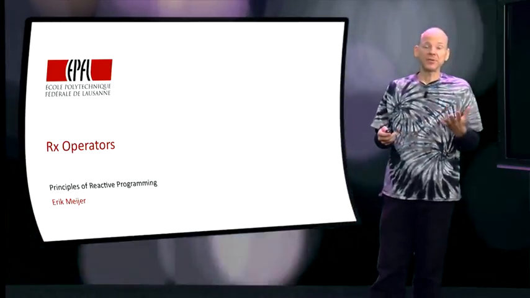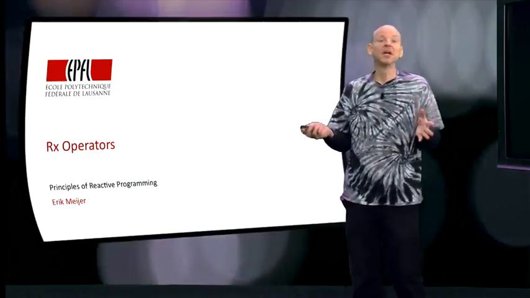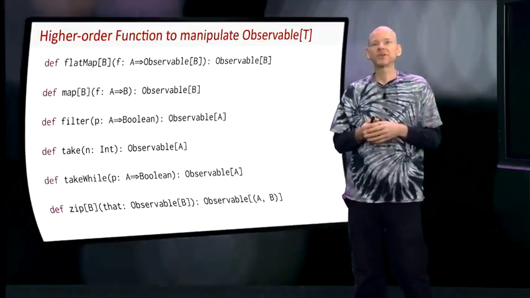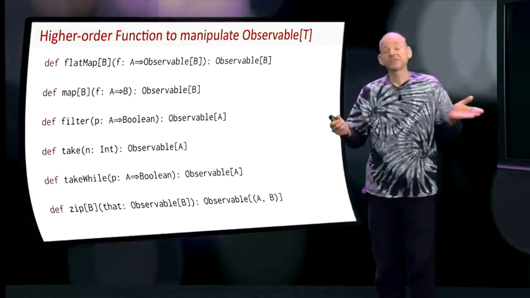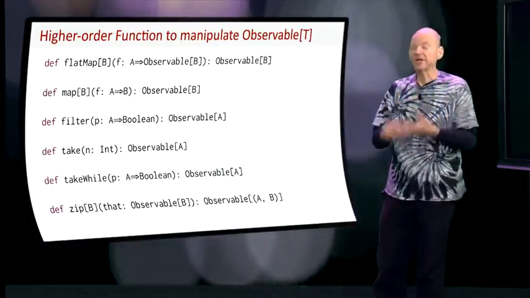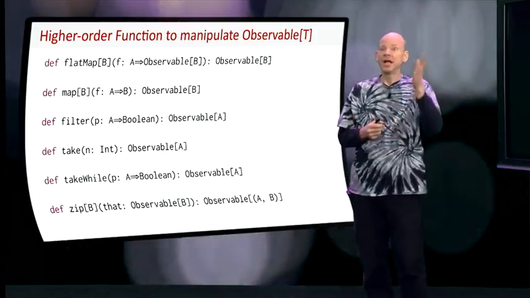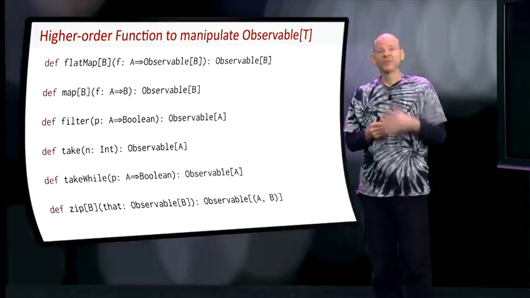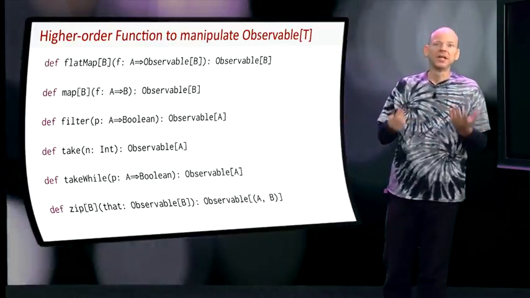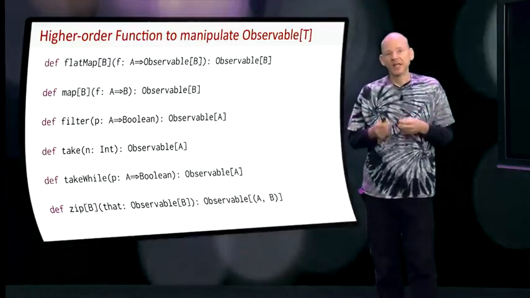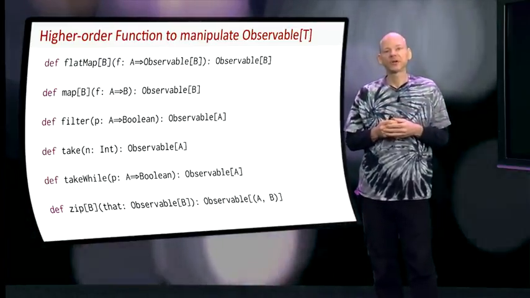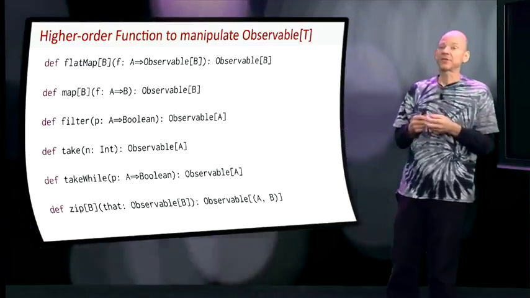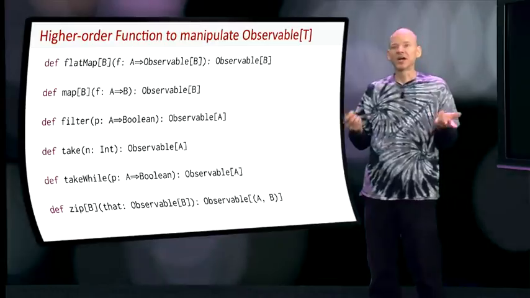And since observable and observer form a monad, we have all the usual higher order functions that we have seen for try, that we have seen for iterable, and that we have seen for future. And they are here also for observable of T. Flat map, map, filter, take, and so on. And in this case you see that all the operators are the same, the domain-specific ones are the same as for iterables, because observables are collections.